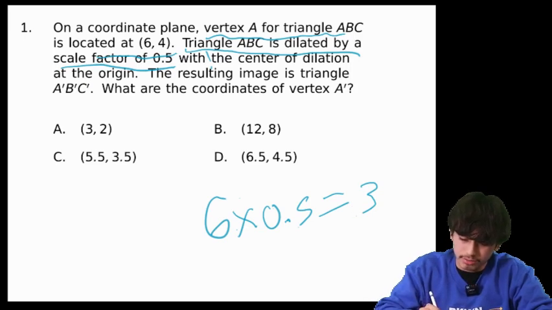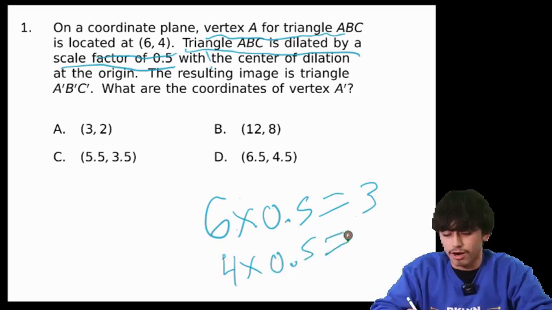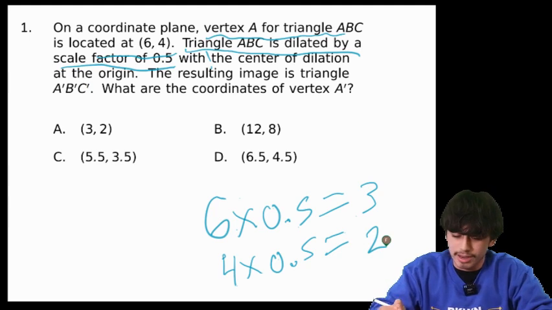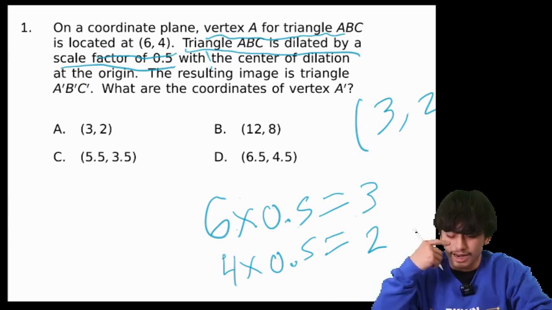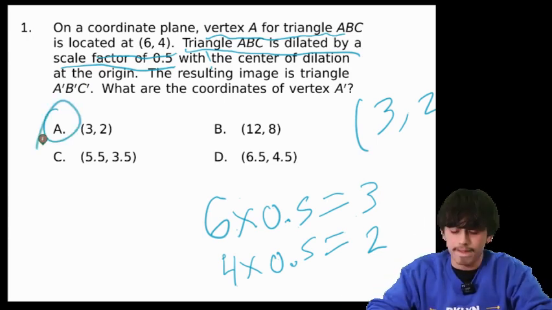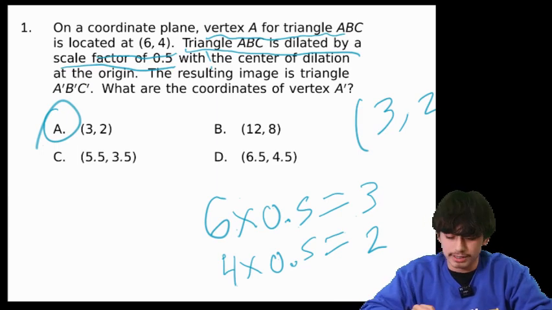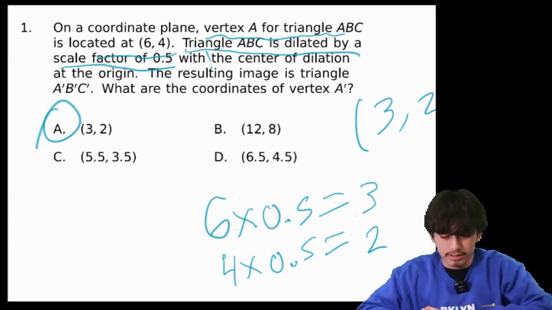and I can do 4 times 0.5, which is obviously going to be 2, and that gives me (3, 2). And so looking at all the options, I see that A is the answer that I have gotten, and that's how I got my answer.